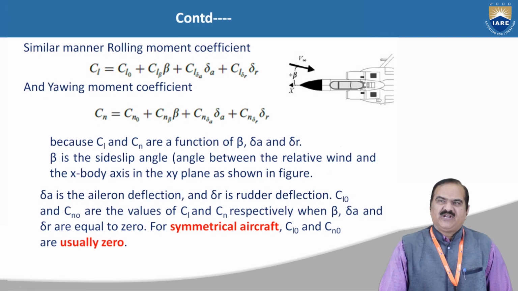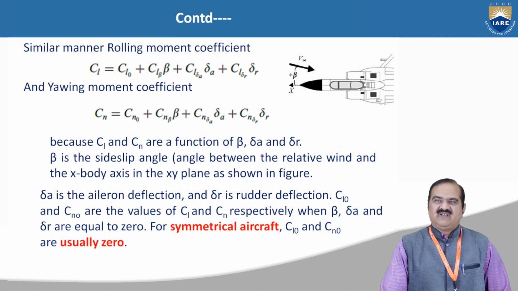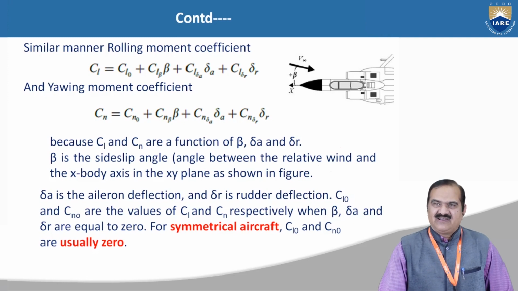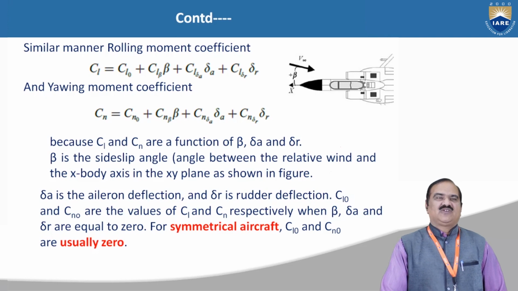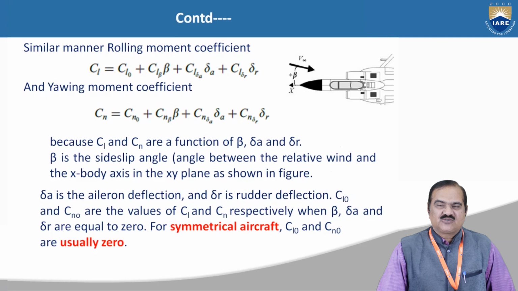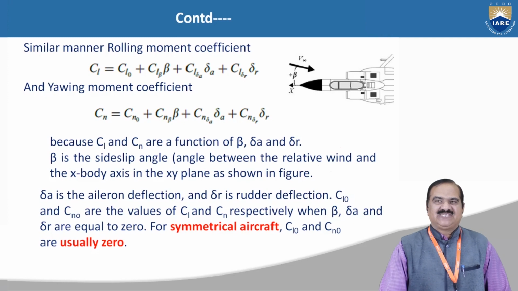Similarly, the rolling moment coefficient Cl is equal to Cl naught plus Cl beta beta plus Cl delta A delta A plus Cl delta R delta R. And in the same way, the yawing moment coefficient Cn is equal to Cn naught plus Cn beta beta plus Cn delta A delta A plus Cn delta R delta R. Here, I think we all know what the angle of attack is.